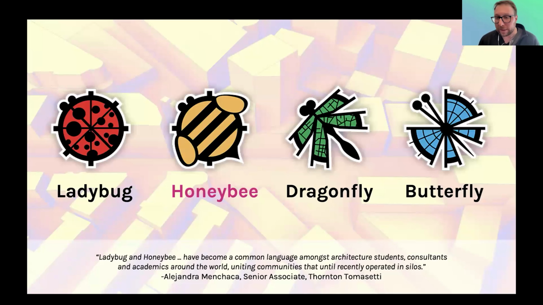Honeybee is not made by us. Honeybee is an existing piece of software. It is part of what's known as the Ladybug Tools. Ladybug Tools is another company that makes amazing free and open source building performance simulation tools. Ladybug itself is dedicated to climate analysis and climate simulations. Honeybee is used for detailed energy and thermal comfort, as well as daylight simulations. Dragonfly is used for urban scale energy performance simulations, and Butterfly is used for computational fluid dynamics simulations. All of these tools are free and open source.